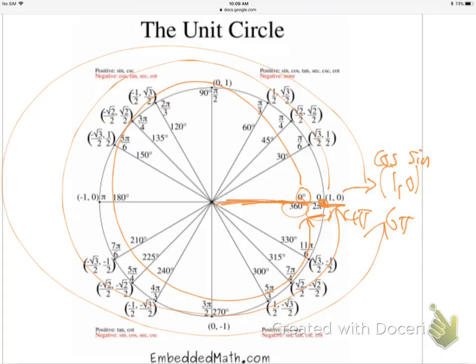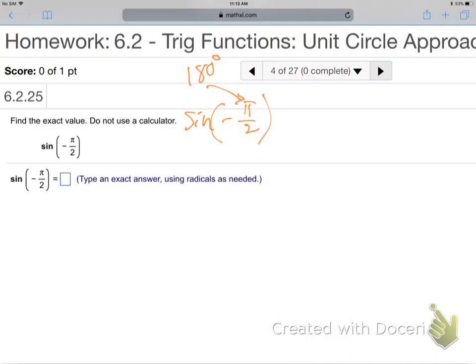Pi is 180. If you look back at the unit circle, see pi right here? It's at 180. Pi radians is 180. So when you see the pi, I just always stick 180 in the place of pi. So you get sine of negative 180 over 2. Pi is 180. And so that's sine of minus 90. Right, good. Now we're ready to go to the unit circle and find negative 90.